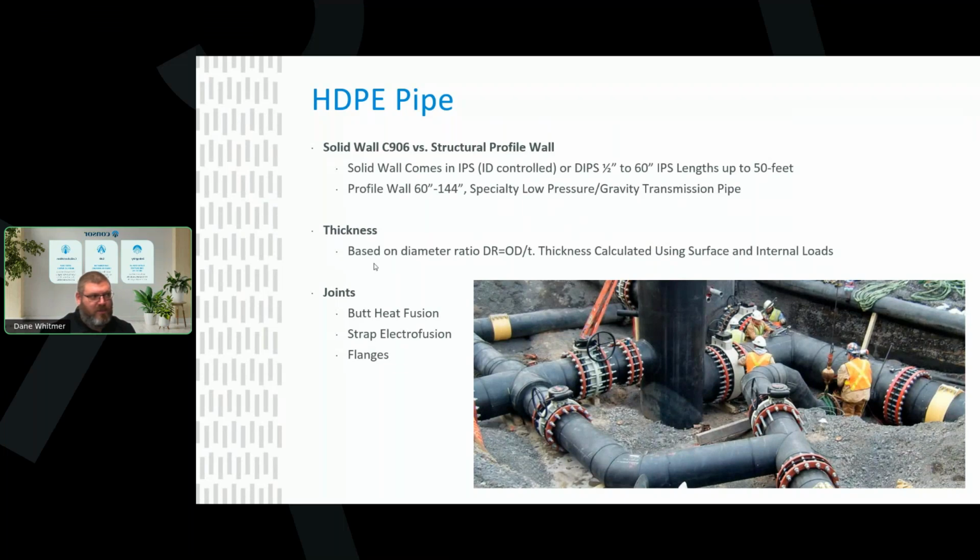So you'll actually reduce the size of your flow path. For example, if you have an 18-inch ductile iron pipe installed, you will need a 20-inch HDPE pipe to get it. Or if you have a 24-inch, you need a 30-inch HDPE. So a lot of things to be considered.